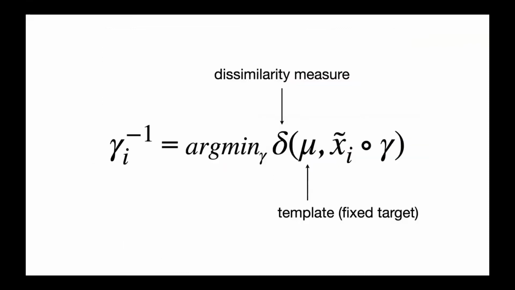So how we actually compute these inverse warping functions is we frame registration as an optimization problem. So we choose a dissimilarity measure, which I'll denote by delta. And then we also choose a fixed function called a template. And we're going to independently align everything to the template. The inverse warping function of each observation is the minimizer with respect to the dissimilarity between the template and the aligned function.